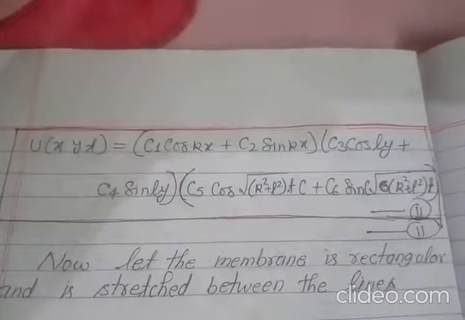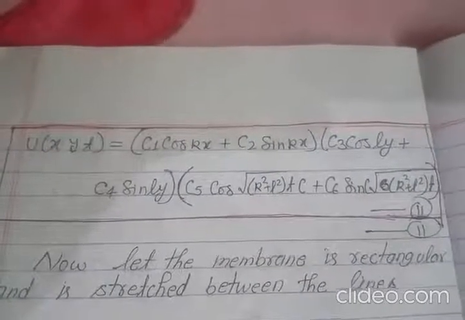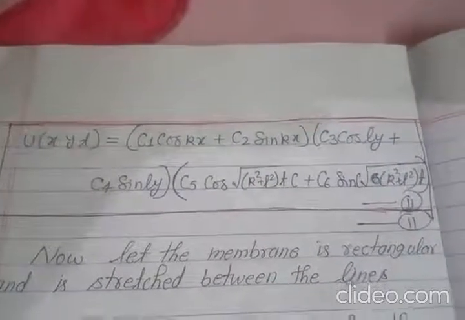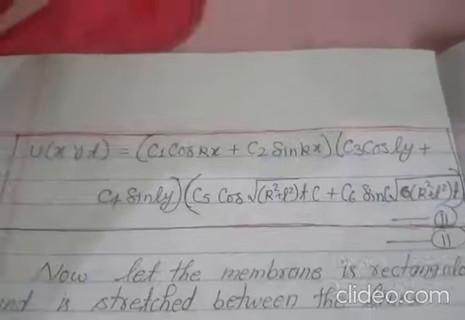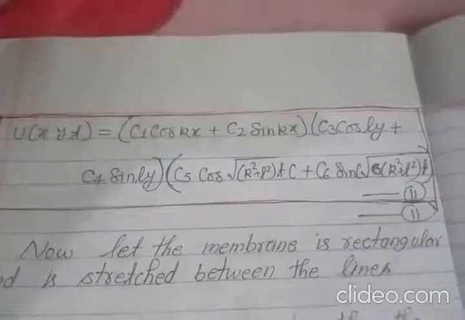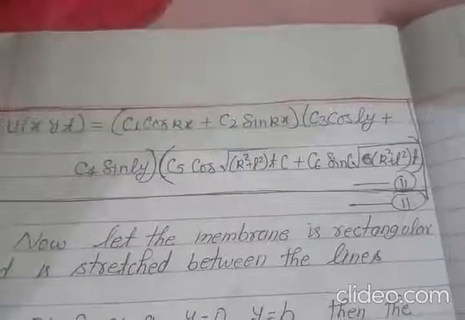Now, in equation 11, C1, C2, C3, C4, C5, C6 are the constants. The values of these constants can be found with the help of the given boundary conditions. Now, we will understand the conditions and their graphical representation.